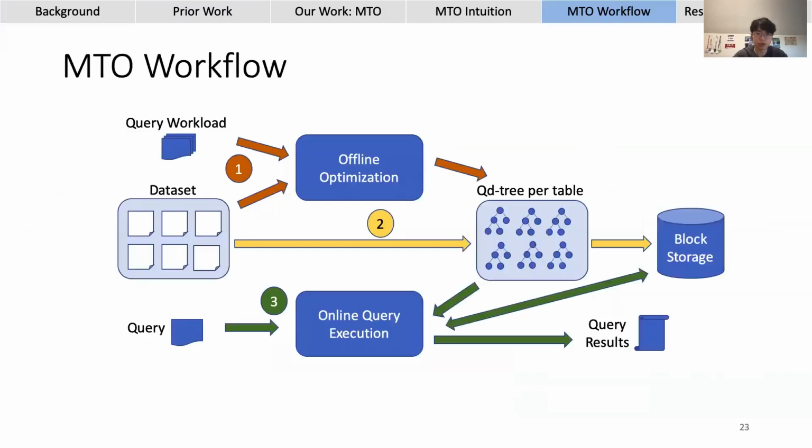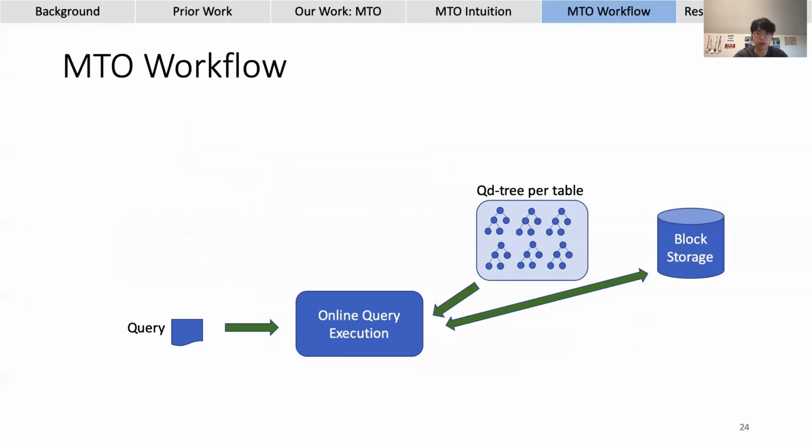So now zooming back out to the high-level workflow, I just described the offline optimization algorithm, which produces the multi-table data layout. So now I'm going to describe how during online query execution, we use the QD trees for each table to determine which blocks to read from block storage.